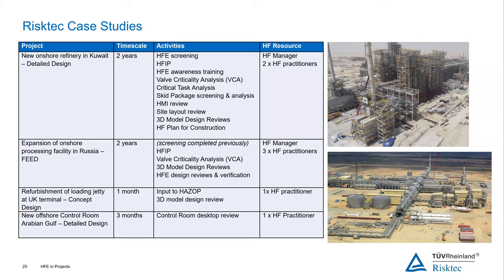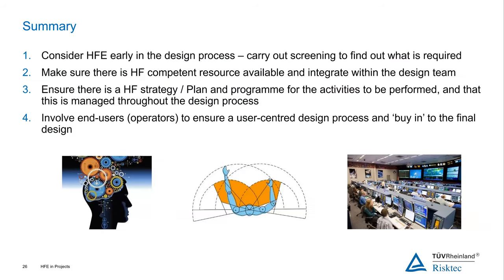So just to wrap all that up, and hopefully it's been useful, these are the key 4 bullets that I'd like you to take away. The first is to consider HFE early in the design process. Carry out the screening early on to find out what's required. Then make sure there's competent HF resource available, and make sure they're integrated within the design team. Ensure there's a HF strategy and plan and a program for the activities to be performed, and that this is managed throughout the design process. And lastly, ensure that you involve end users, which would be the operators or the maintainers, whoever's actually going to use the systems and the equipment that you're designing, to ensure that you've got a user-centered design process and you obtain buy-in to that final design.